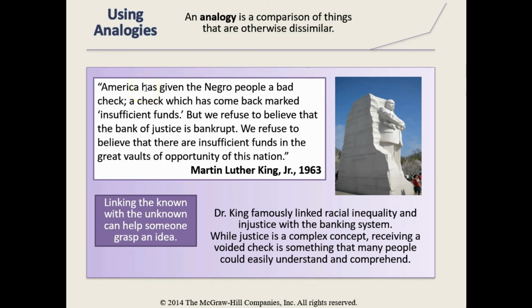Using analogies is great in comparing things that are otherwise dissimilar. So we'll just read this quote by Martin Luther King Jr. from 1963. "America has given the Negro people a bad check, a check which has come back marked insufficient funds. But we refuse to believe that the Bank of Justice is bankrupt. We refuse to believe that there are insufficient funds in the great vaults of opportunity of this nation." Interesting. Linking the known with the unknown can help people grasp an idea. So we might be talking about, well, that's pretty open, but it's about discrimination, racial inequality.